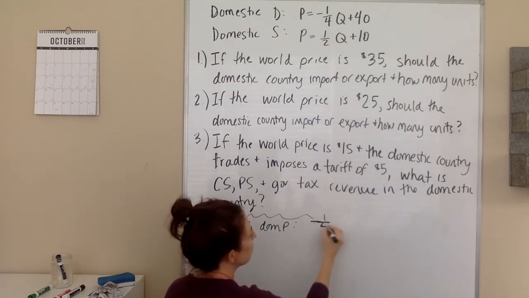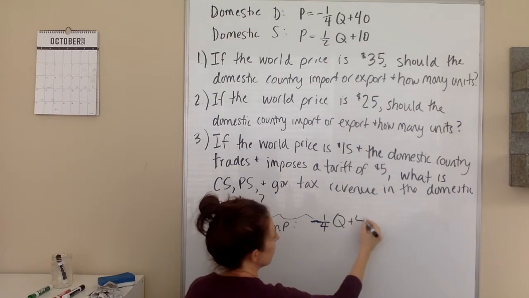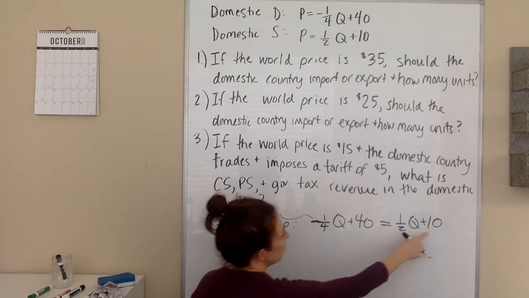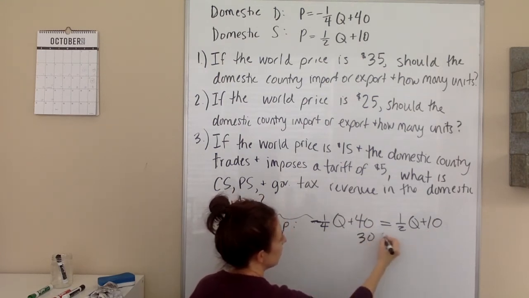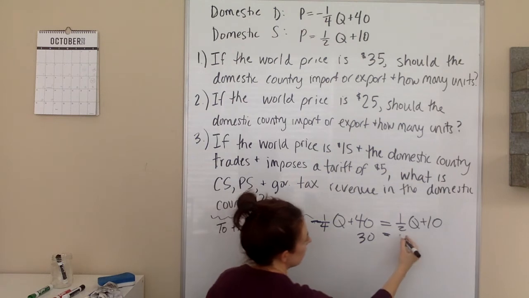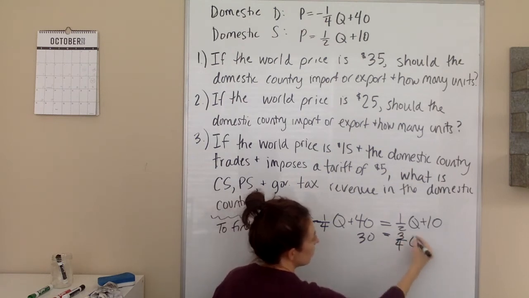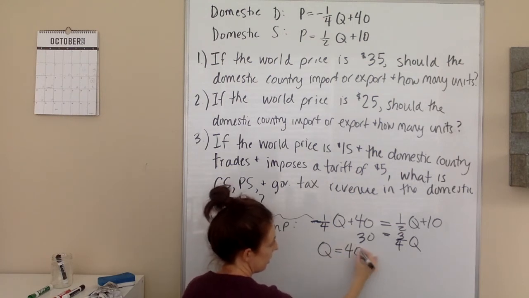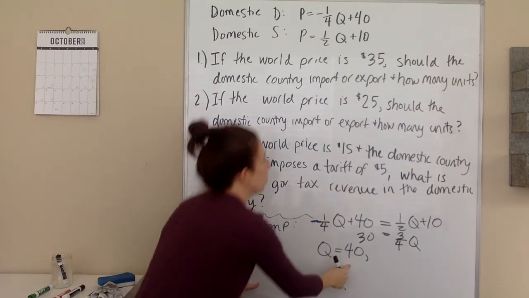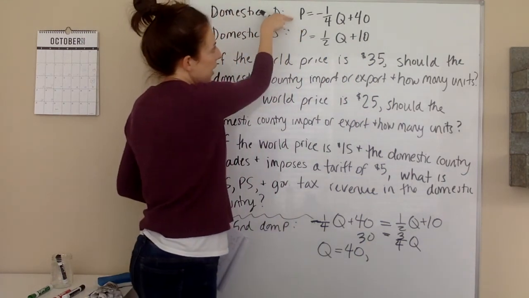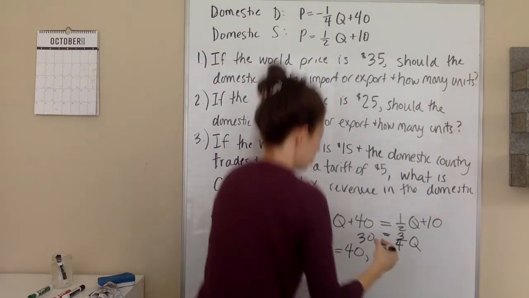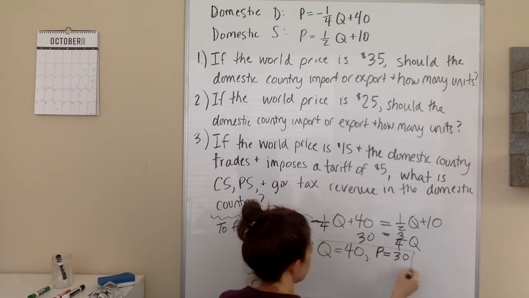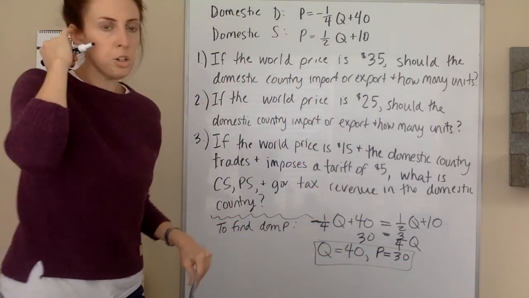So you're going to have negative 1/4 Q plus 40 equal to 1/2 Q plus 10. If you move the 10 over here, you'll get 30. If you move the 1/4 over here, you're going to get 3/4 Q. So Q is going to be equal to 40. Now to get the price, you would take this 40 and plug it into either this equation or this equation. Doesn't matter which one you choose, you're going to get a price of 30. So this is the equilibrium in the domestic market before they trade.